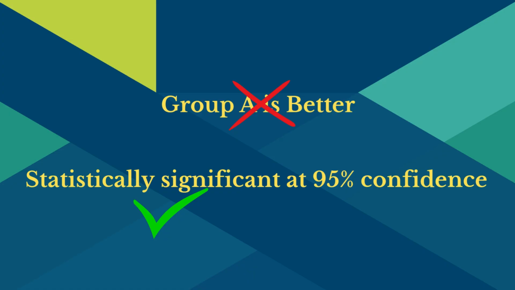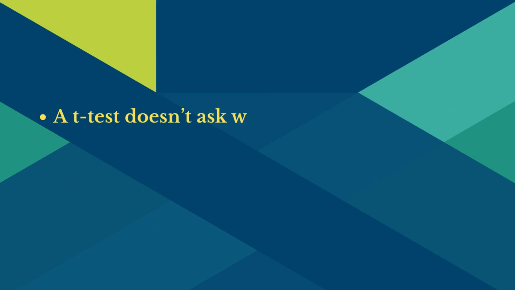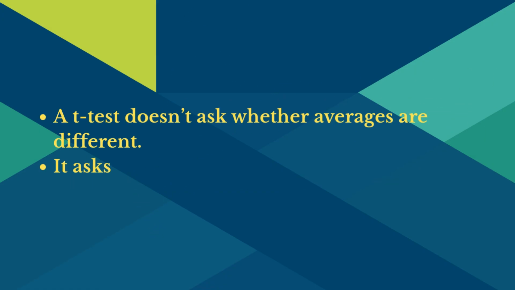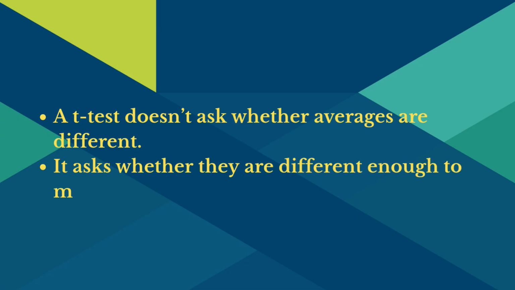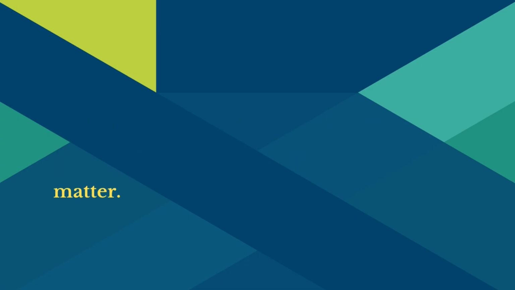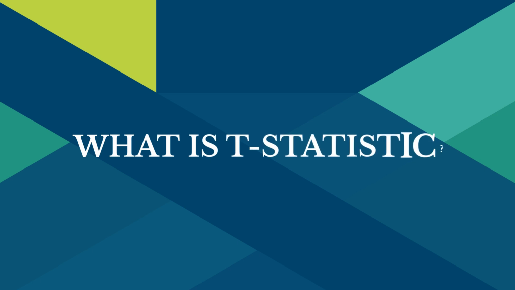If you remember just one thing from this section, remember this. A t-test doesn't ask whether averages are different. It asks whether they are different enough to matter. So now we know why averages alone are not enough. And we know that a t-test helps us decide whether a difference is real or just noise.